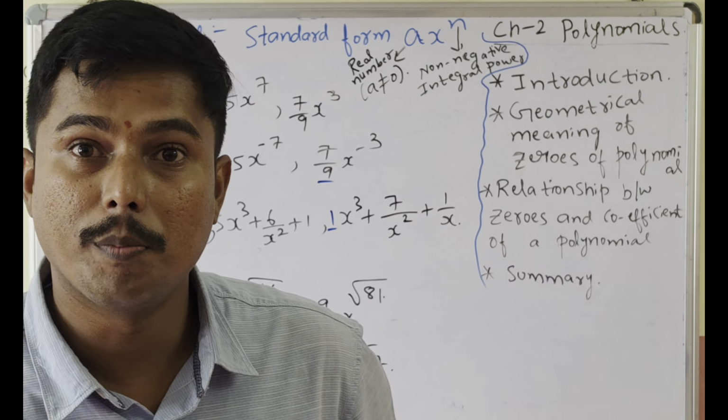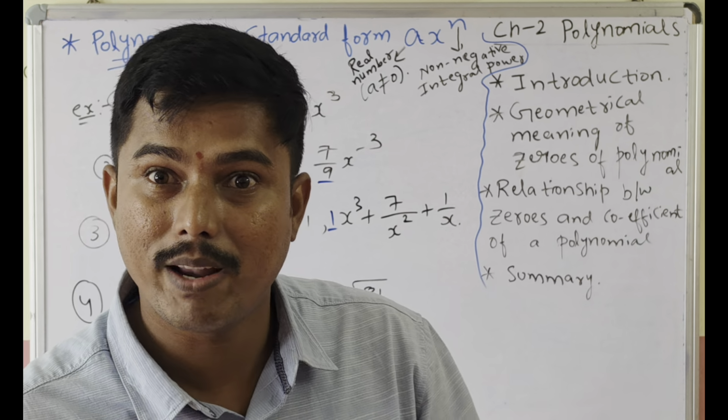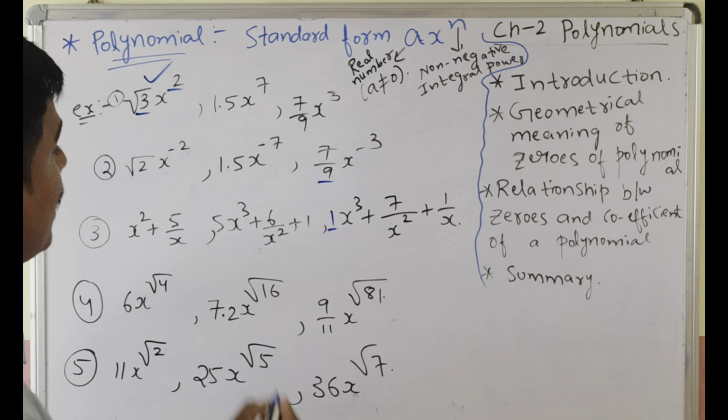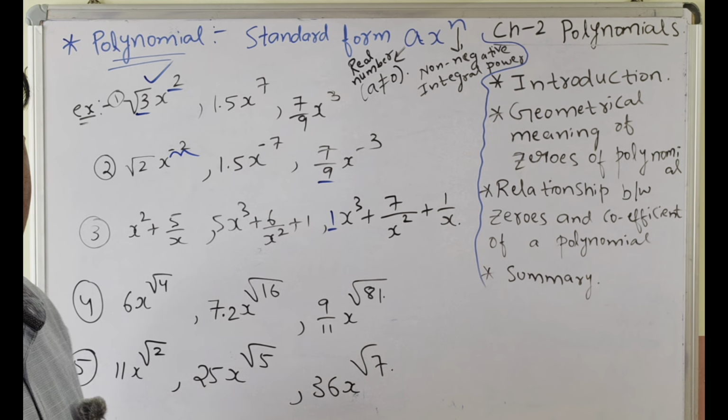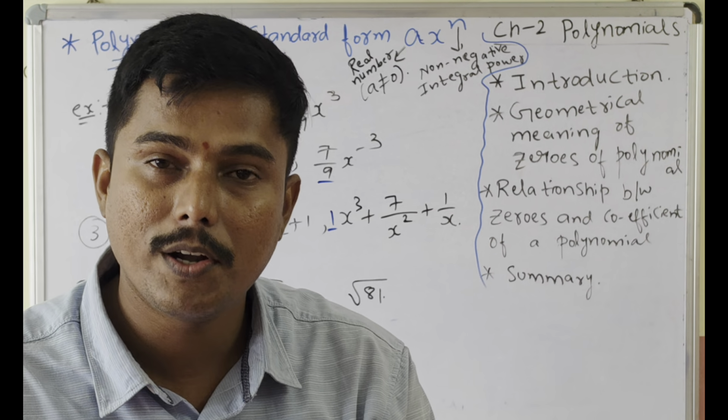Now comment about this and this. Are they polynomials? Yes, then how? Explain it. In the same way, let's go to example 2. Look at the power, it's minus 2. It should be a non-negative integral power, but this is negative. So this cannot be a polynomial.